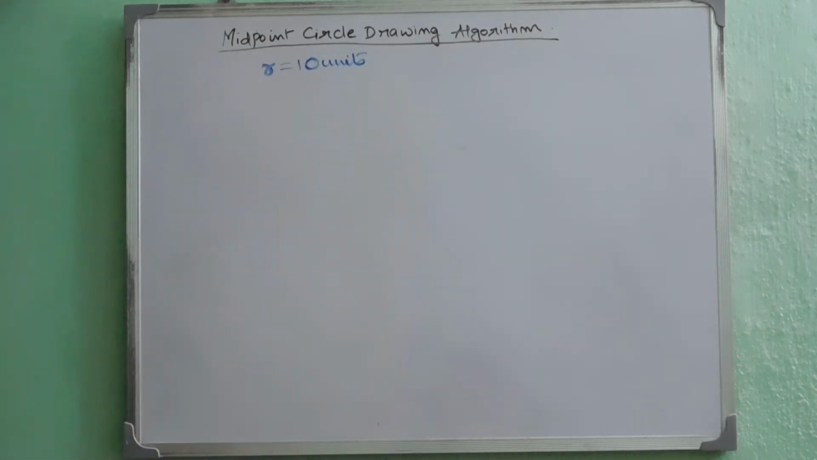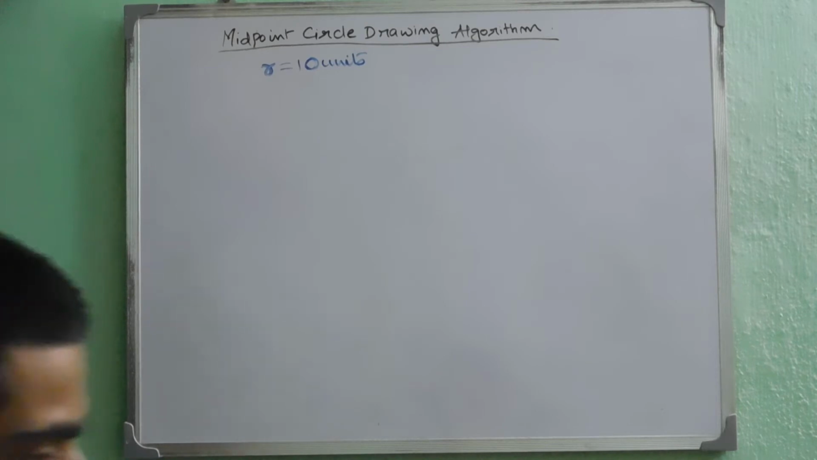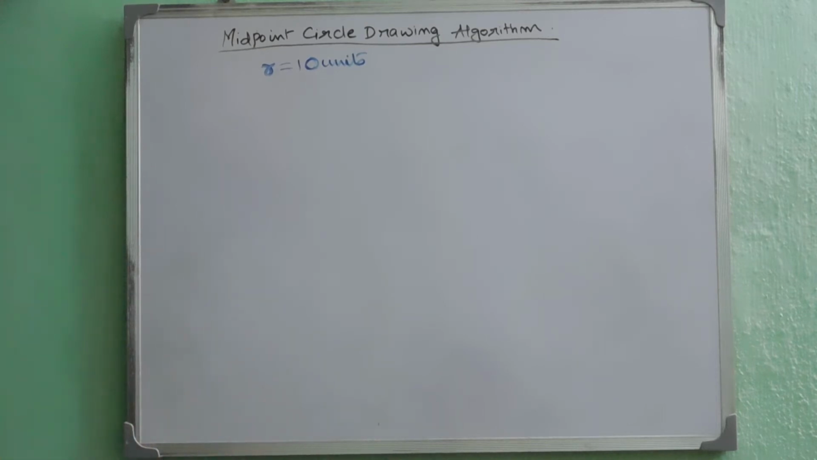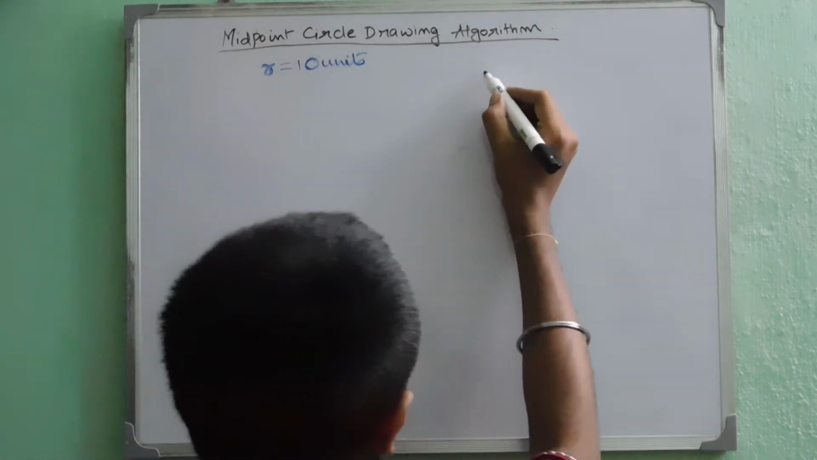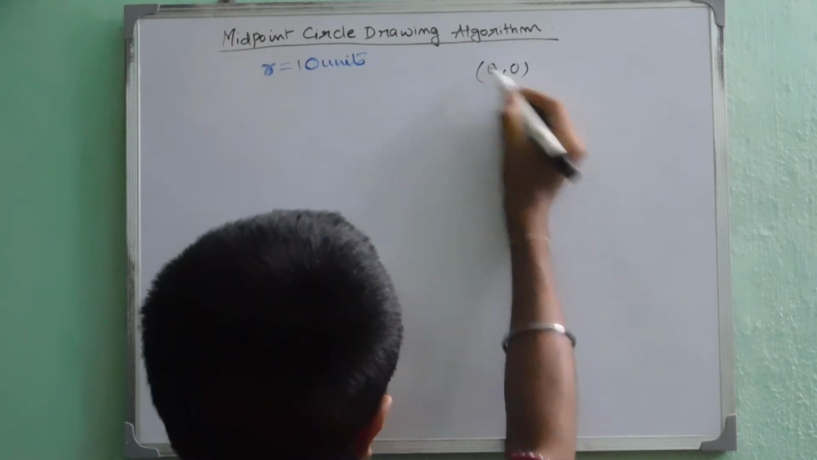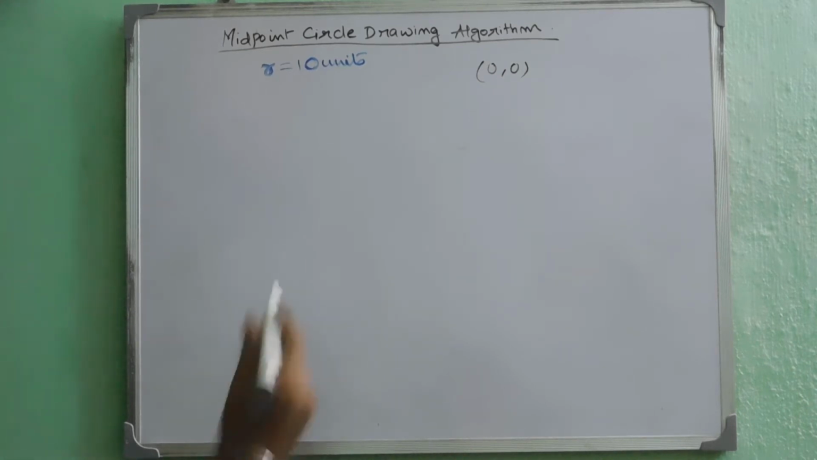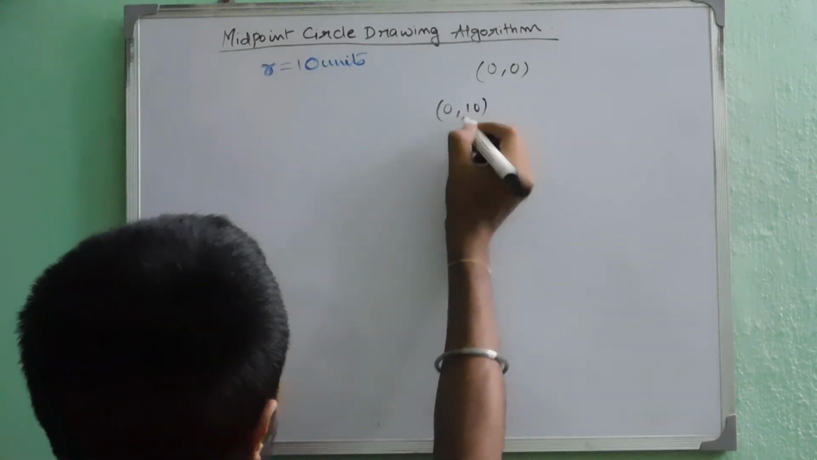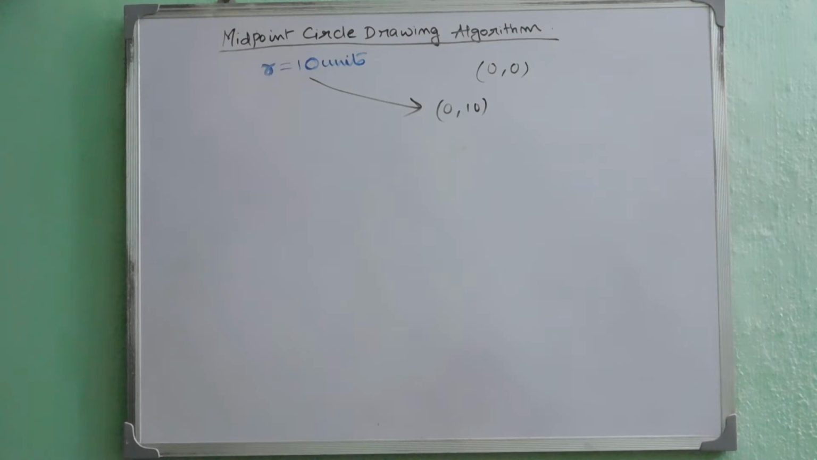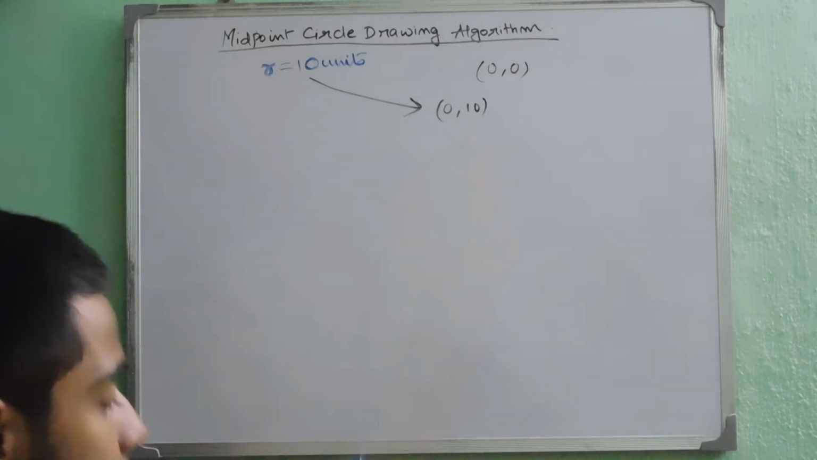Now as only the radius is given and no center point has been given, we can assume that the center point is at the origin, so our center is 0, 0. As we have assumed that the center is at 0, 0, we can assume a first point on the first quadrant or the first octant, that is 0, 10, based on this radius. We have assumed a point on the circumference of the circle, that is 0, 10.